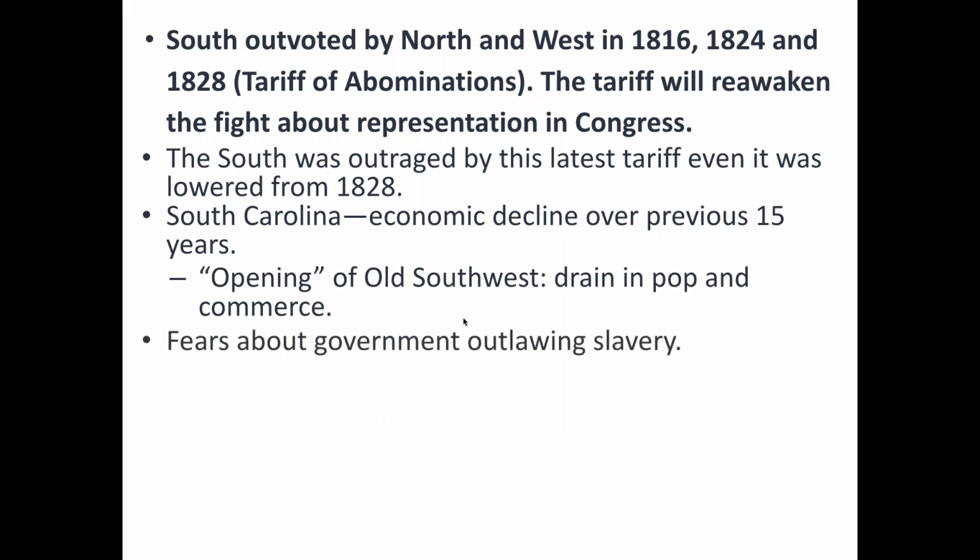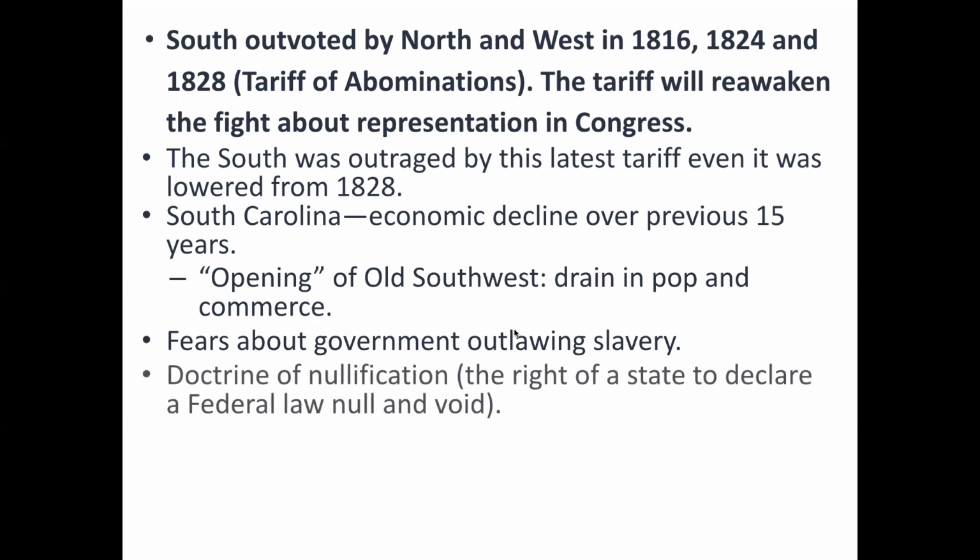So they start getting worried. Maybe this really isn't just about the tariff. Maybe this is just the beginning. Maybe us losing this power in Congress means that they're coming for slavery next. So it wasn't so much about the tariff, but what precedent it could be setting up. So we're coming into this idea. Calhoun is brilliantly going to be presenting this idea to a new generation, basically.